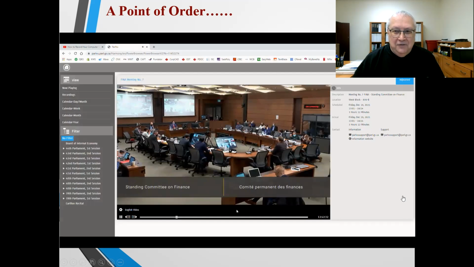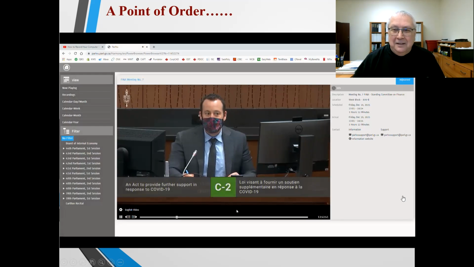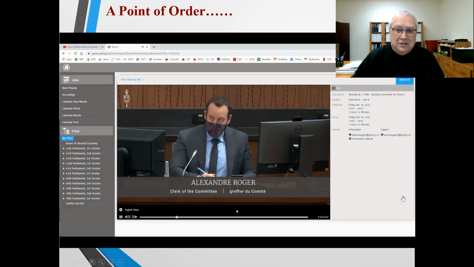You can see the chair is conferring with his parliamentarian assistant. So the question is, shall the decision of the chair be sustained? If you are in agreement with the chair, you vote yes. If you are against the chair's ruling, you vote no. They're proceeding to a vote to challenge the chair.